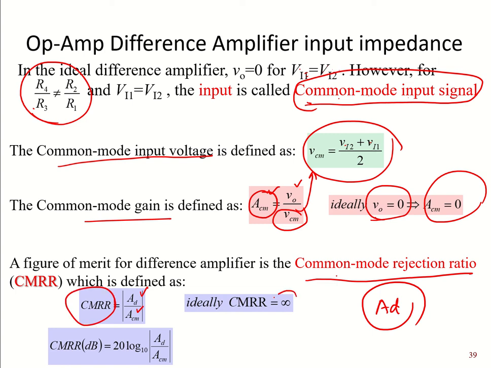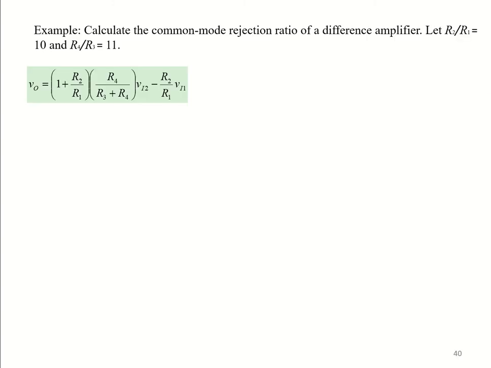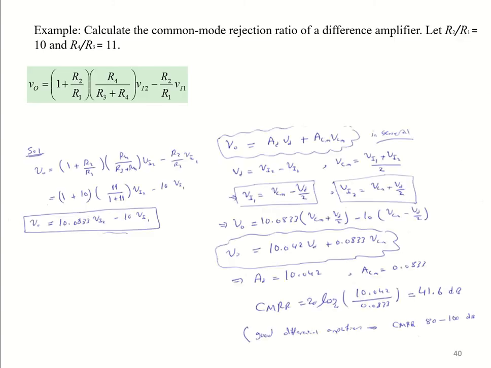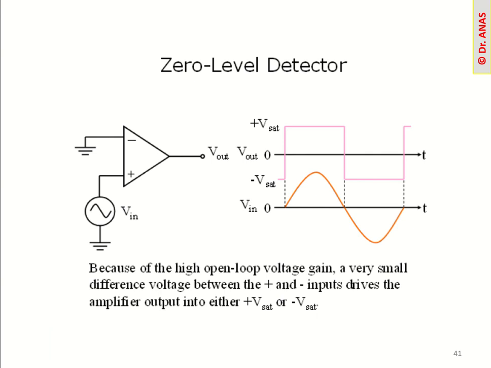Again, ideally it should be infinity. Why? Ideally we think the common mode gain is 0, so 1 over 0 will be infinity. In dB, just take 20 log of the differential mode gain divided by the common mode gain. These are the important figures of merit for the op-amp. One example, we will solve this in the live session.